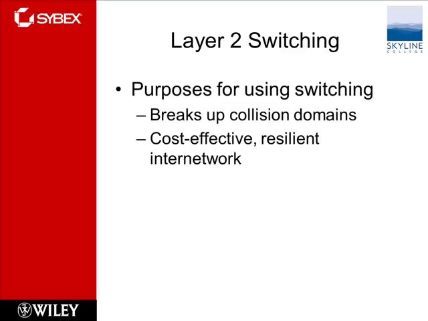Purpose of switching, and we've done already a lot of this: breaks up collision domains, cost-effective, resilient internetwork. They are cost-effective. A lot of what you see and read, they talk about hubs and replacing hubs with switches. Switches used to be pretty expensive. They've become relatively inexpensive based on a lot of the other stuff. Switches are really not that expensive anymore. A switch is probably the one cost-effective device you can put in that doesn't cost a whole lot of money, that's going to improve your network substantially.